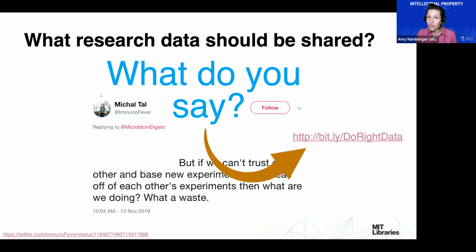I see a question in chat here: can non-peer-reviewed data be shared before publication for verification? Absolutely. There are many caveats to that. But as a basic answer, is that possible? Yes, it is. It depends on your discipline and disciplinary understandings and things like that.